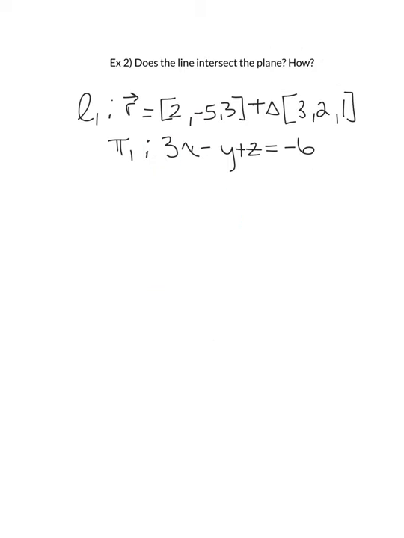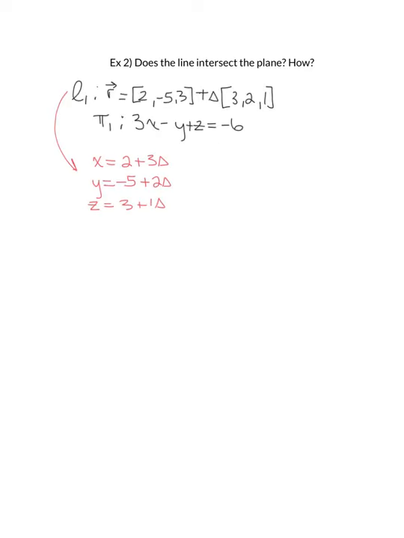So in this last example, we're going to be seeing if this line intersects the plane, and if it does, how. So the first thing that I want you to notice is that our L1 is written the same as normal, but our plane is using notation pi, so oftentimes we'll use that if we're describing a plane.